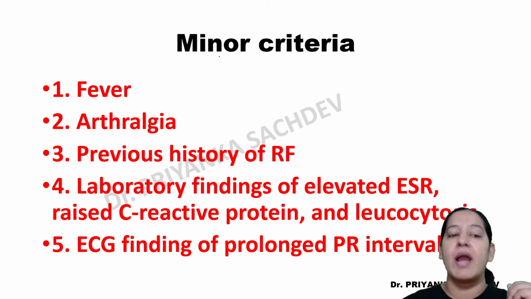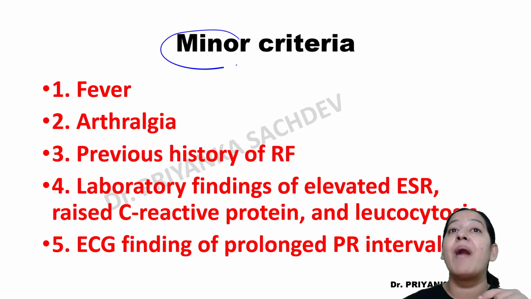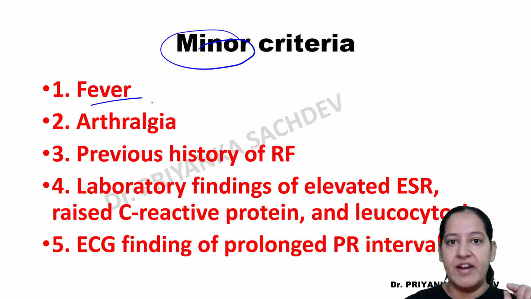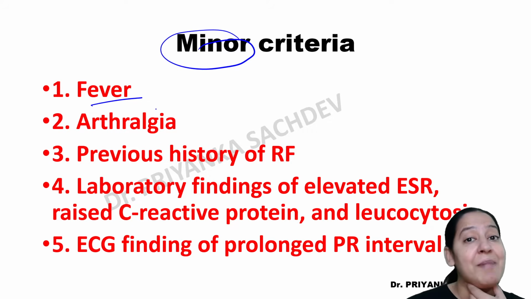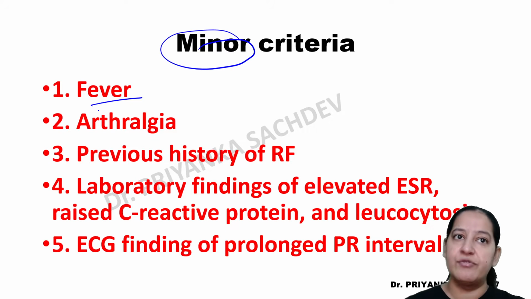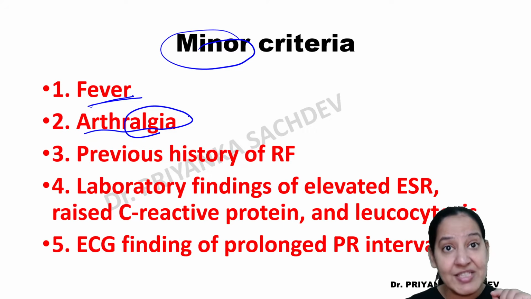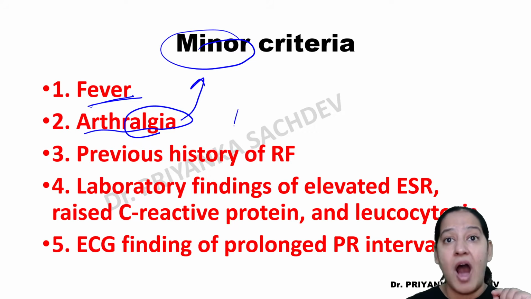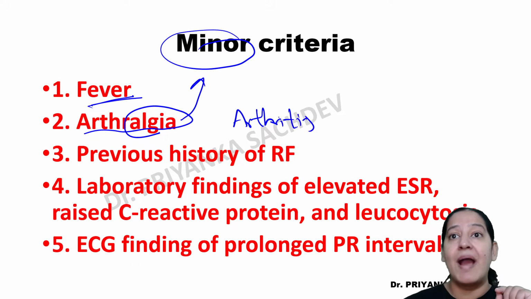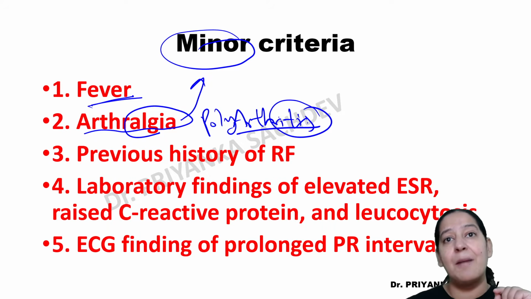Now coming on to minor criteria. What are the 5 minor criteria? So the child will have a fever. When the child is having pharyngitis by group A beta streptococcus bacteria, he will have fever. So fever is a minor criterion. Please mind it. Arthralgia is a minor criterion, but arthritis, polyarthritis, migratory polyarthritis, is a major criterion.